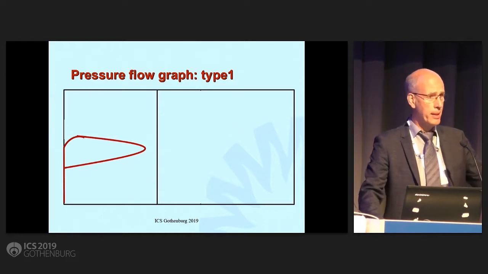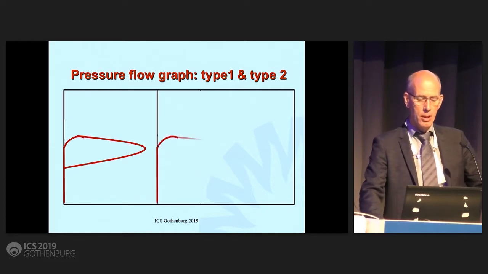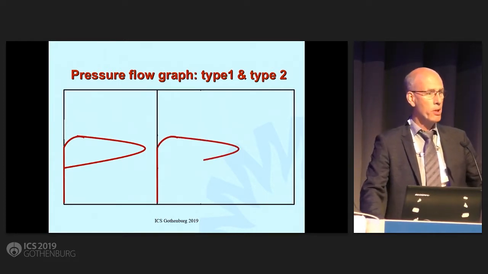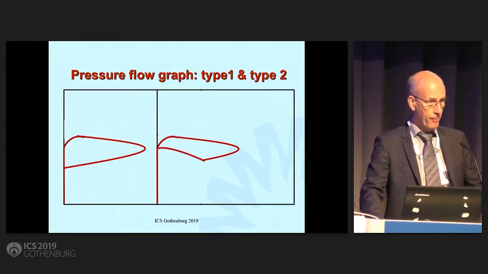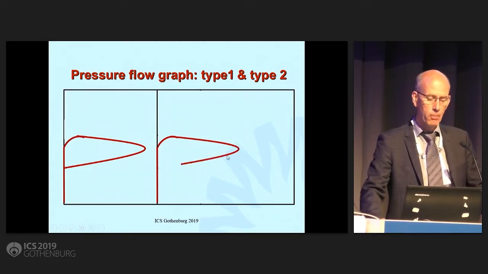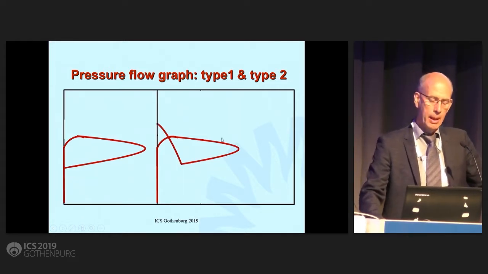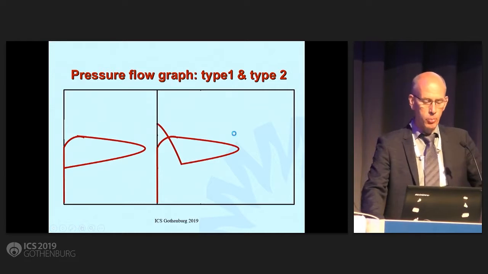So let's label this type 1. I'm going to add type 2. Sometimes the beginning is normal, but something strange happens. Pressure goes up and not down. So it can go up earlier, or it can go up much more. And those I'm now going to name type 2.